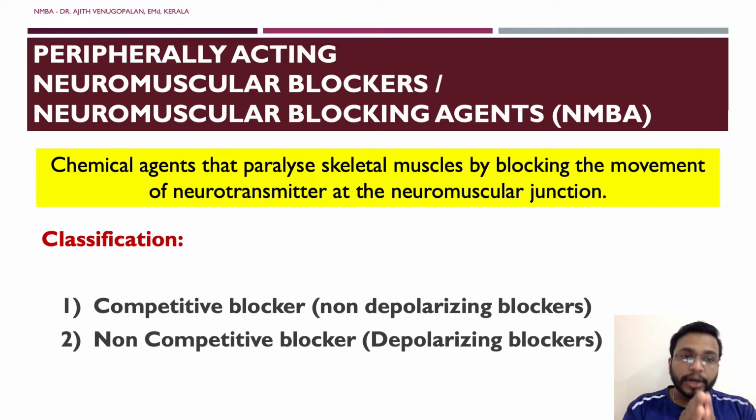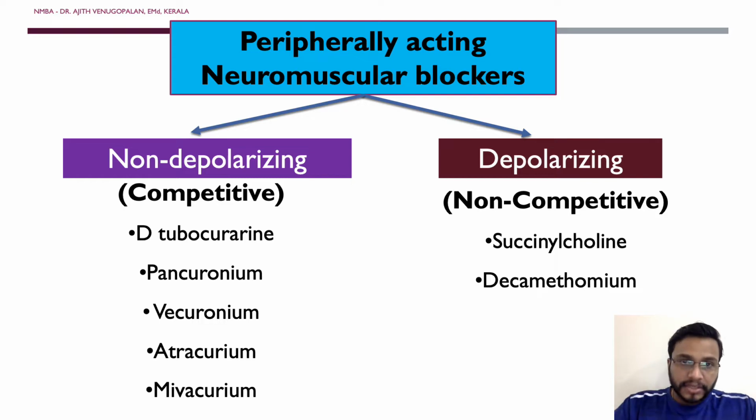Hence, it is broadly divided into two: competitive blockers or non-depolarizing agents, and non-competitive, that is depolarizing agents. These are the classification and these are the common drugs that come under them. Non-depolarizing or competitive agents: most of the drugs end in -ium or -nium, that is pancuronium, vecuronium, atracurium, mivacurium. Depolarizing agents, which are non-competitive blockers: succinylcholine is most commonly used.